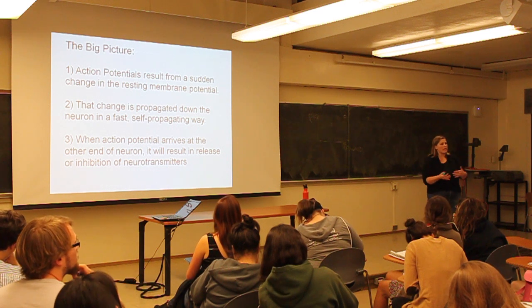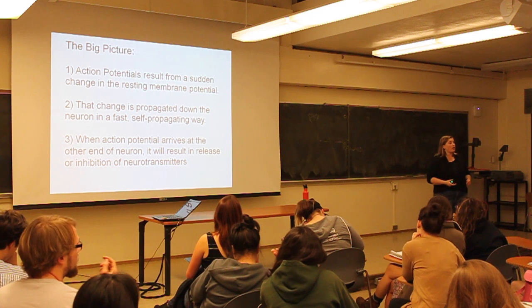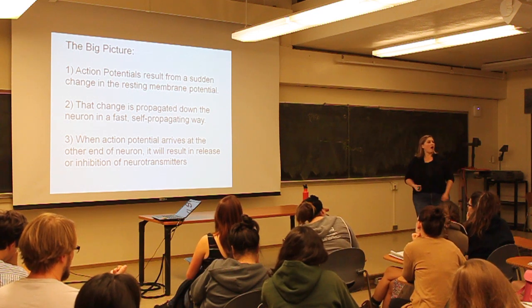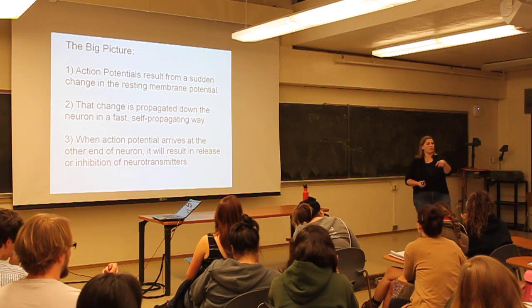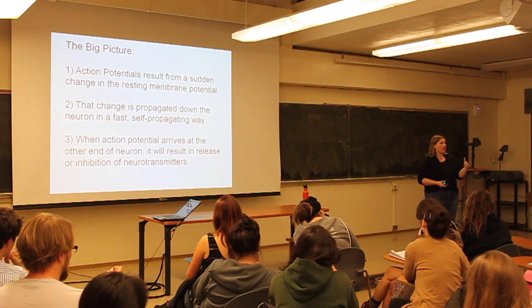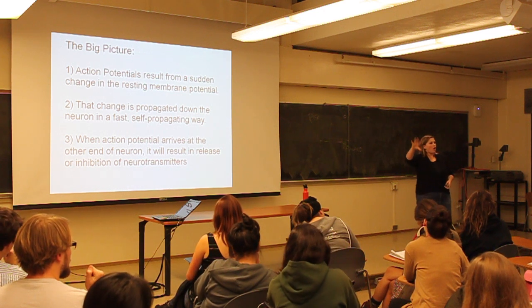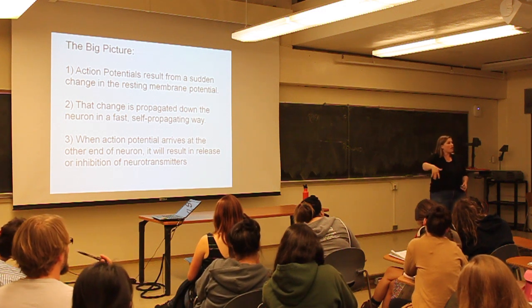Prevention. So it's either going to inhibit or prevent neurotransmitters from being released, depending on the neuron, or it's actually going to cause neurotransmitters to be released. And where are those neurotransmitters going to get released into? Into the synaptic cleft, yeah. And they're going to interact with our postsynaptic neuron, or potentially another cell.